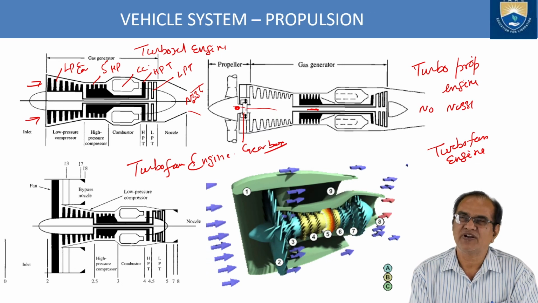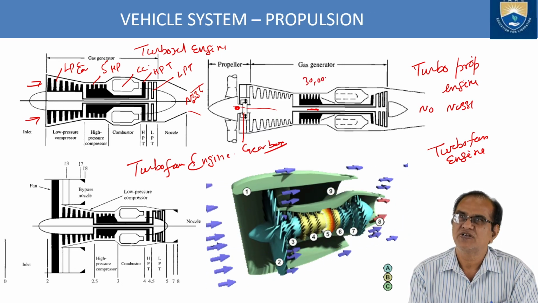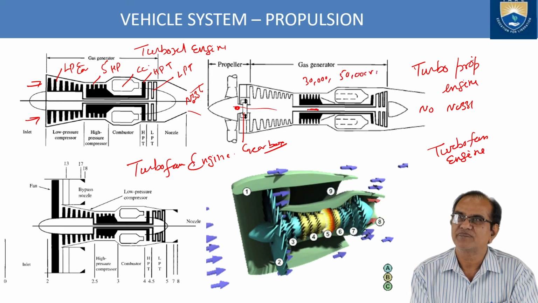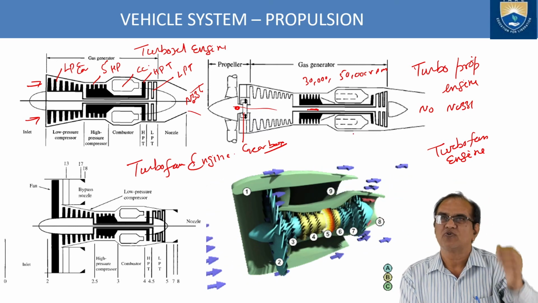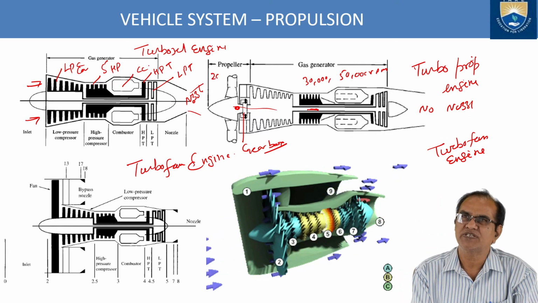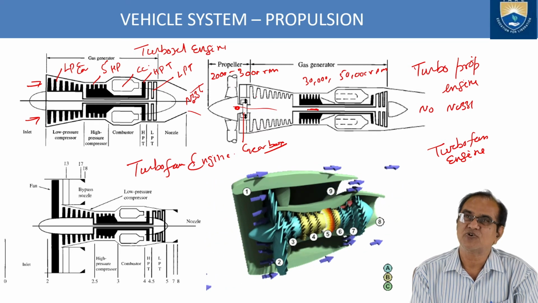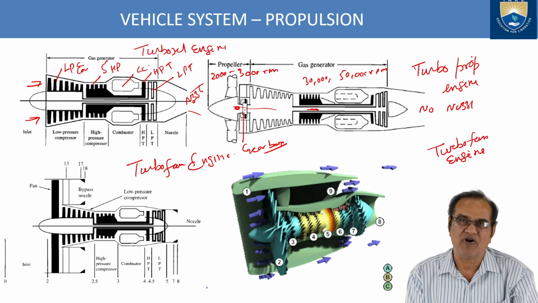This gearbox will reduce the speed, because the speed of the engine is some 30,000 to 50,000 RPM. This RPM is reduced to some 2,000 to 3,000 RPM. Our propeller will rotate in this range only, not more than that. So that much reduction we have to give by the help of the gearbox.